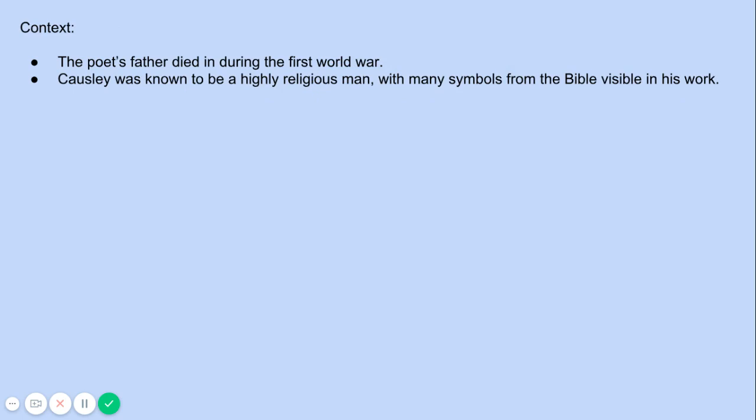Contextually, the poet's father died during the First World War, and Causley was known to be a highly religious man, with many symbols from the Bible visible in his work, including this one.